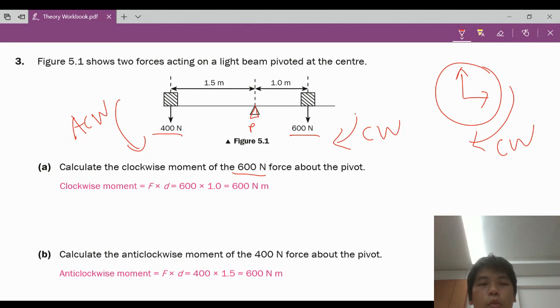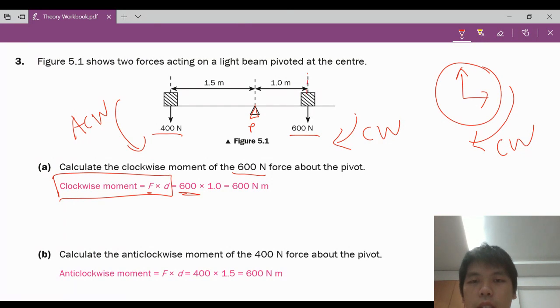So let's calculate the moments. Clockwise moment equals force times distance. Very important to write your formula first. So if you do not have your formula, please write it down now. Next, let's put in the numbers. The force is 600 newtons. What is the distance to the pivot?